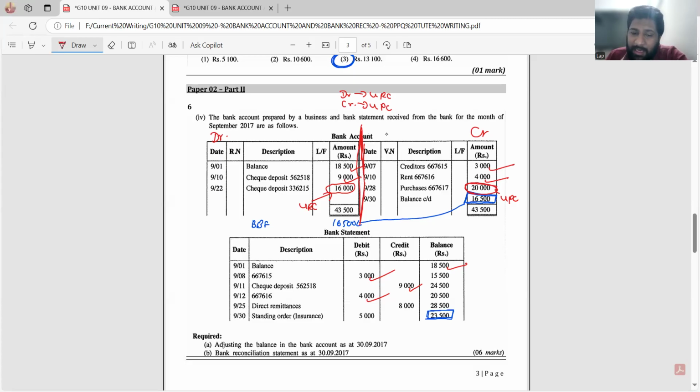Now let's go to the bank statement. In the bank statement also, two items have not been recorded in our account. So if it is not recorded, we have to record it. Simple as that.